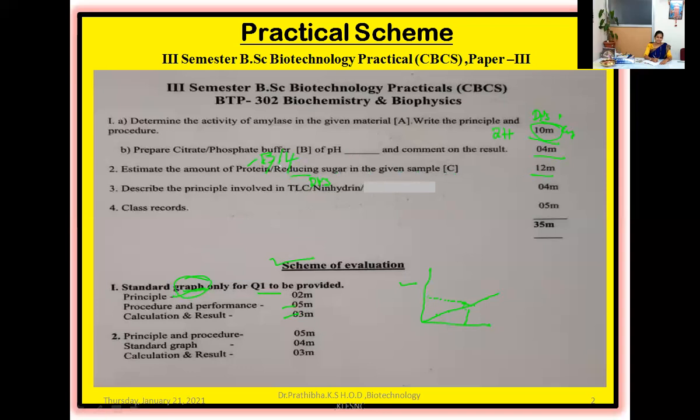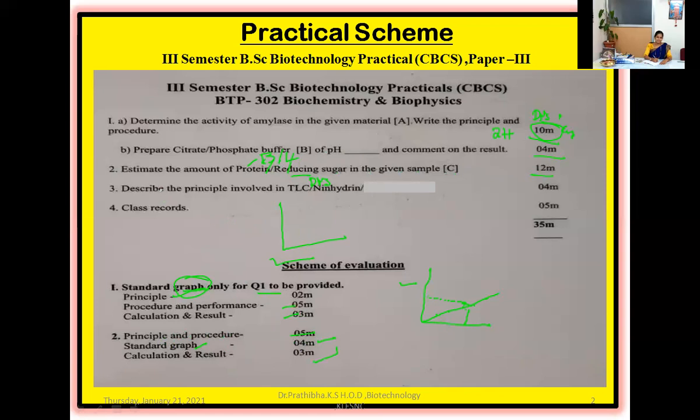Here you are not going to get the standard graph. You need to plot it and find out the standard graph. Principle and procedure carry 5 marks. The standard graph, where we process all 6 test tubes, carries 4 marks. Then calculation and result carries 3 marks.